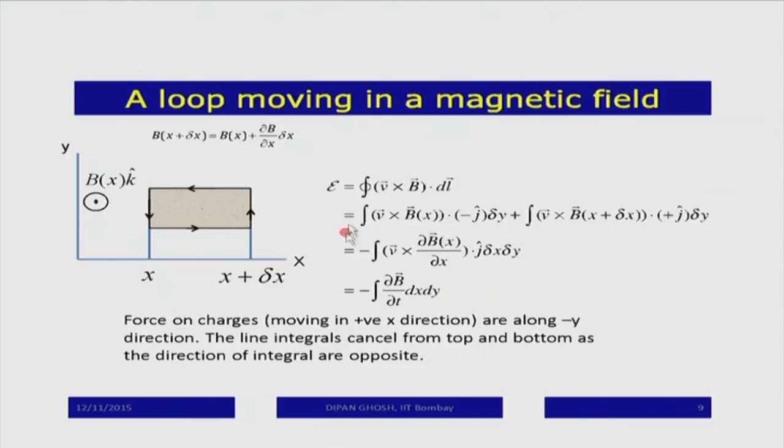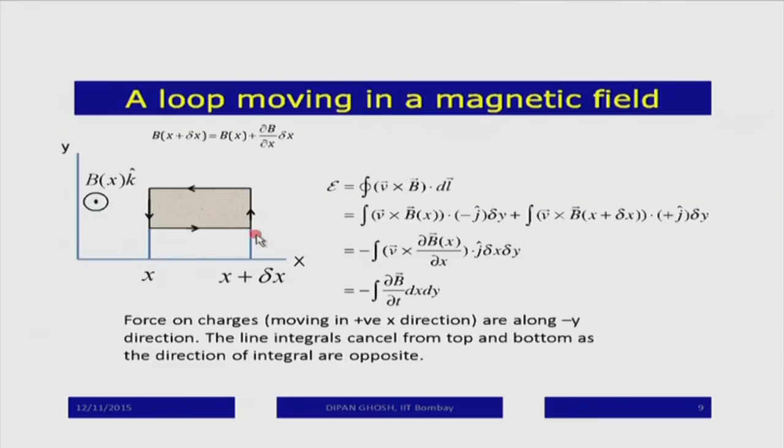Now, let us see how. When I am going to this point, notice that I have a direction which is plus J here and a minus J there. So, let us look at that point. I have V cross B at x, because this is at the point x, minus J is the direction, dot minus J, that is the dl's direction, times delta y. And when I come to this side, it is V cross B, but B is not at x, but B is at x plus delta x.